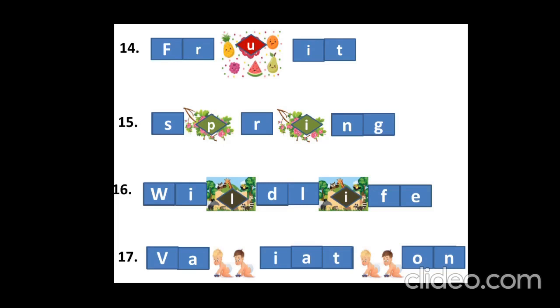Number 17. V-A. Oh, I can see two cute little babies crawling there. But they look very different from each other. Different. What does it remind you of? Unit 7. What is the name of Unit 7? Variation. V-A. What would be the spelling, my dear students? R-I-A-T-I-O-N. Variation. V-A-R-I-A-T-I-O-N. Variation means different.